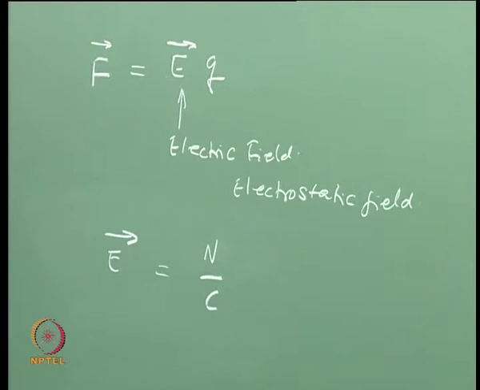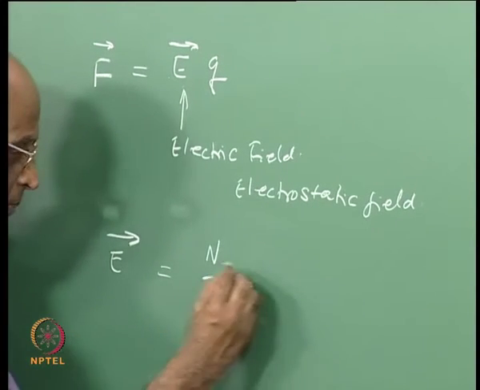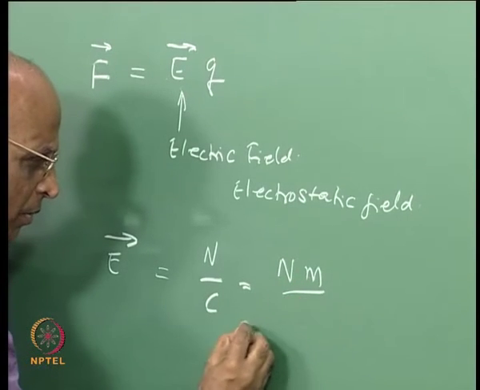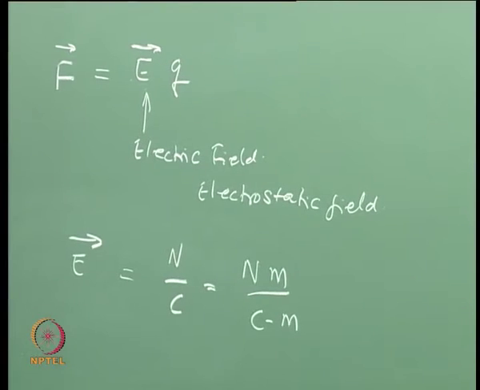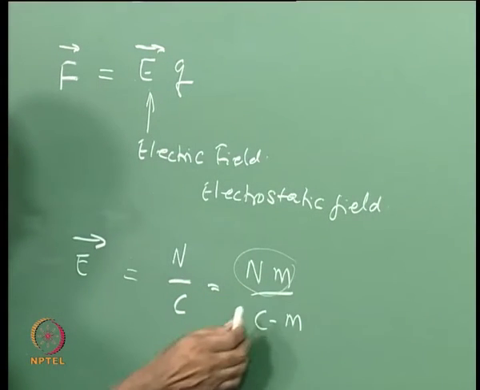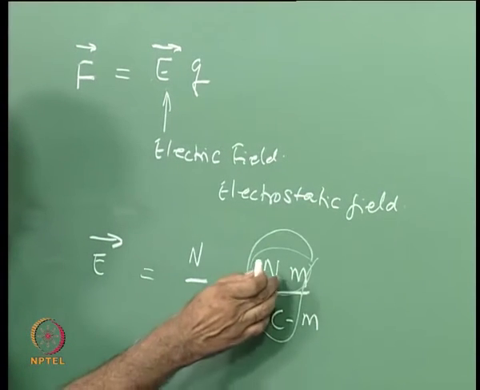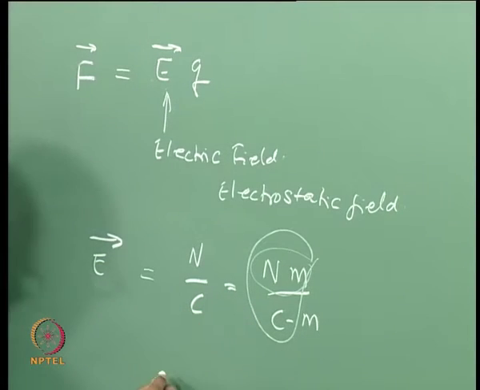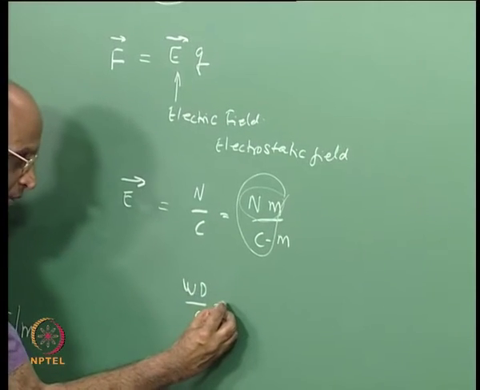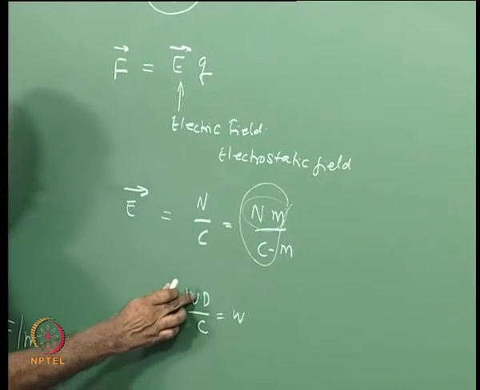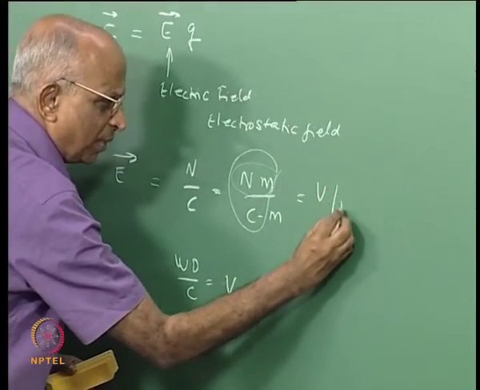and Newton by Coulomb, instead of that let me multiply the numerator and denominator by meter, call it Coulomb into meter, and now I find Newton meter is the work which is done in taking a charge of C coulombs. Therefore work done per unit charge is voltage, and therefore I can write it as voltage per meter.